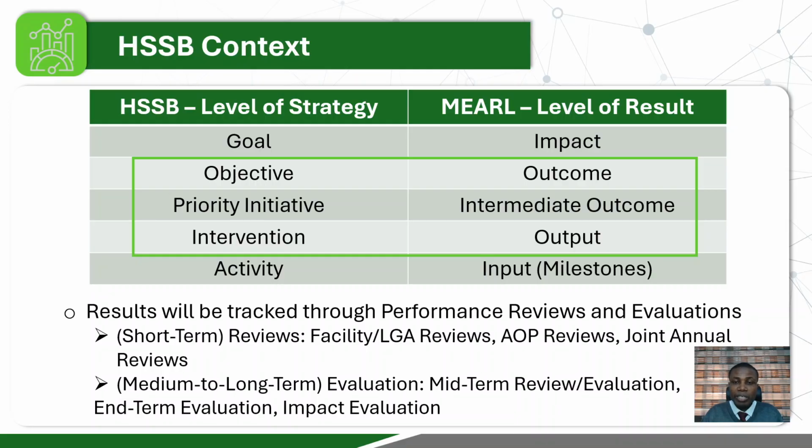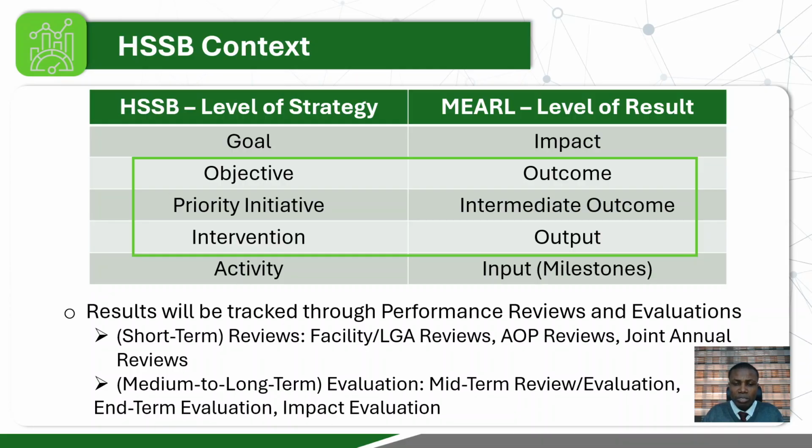So we also need to know what the level of strategy and level of results are, looking at the HSSB and the MEL plan. At the goal level of strategy, what we are measuring is the impact. For the objective, we are measuring the outcome. For the priority initiative, we are measuring the intermediate outcome. At the intervention level, we are measuring the output. And for the activities, which are operational, we are looking at the inputs, which we can call the milestone.